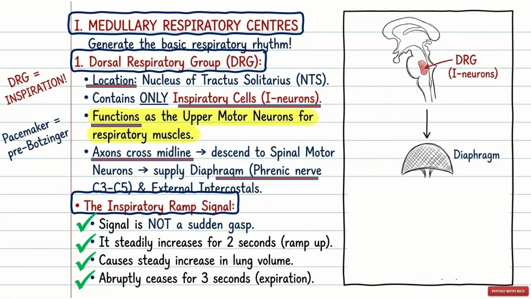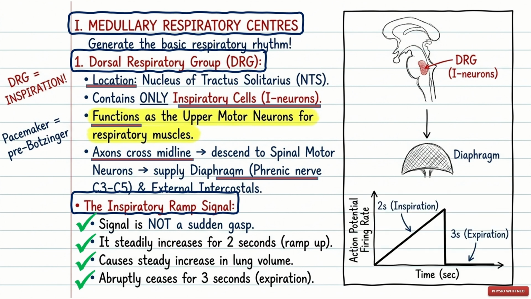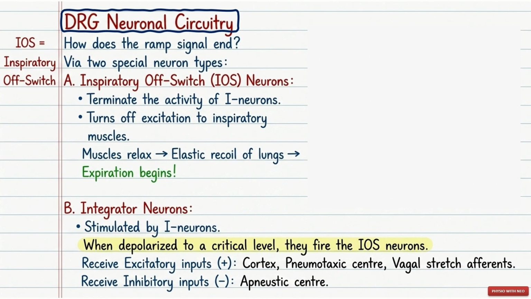You can see from the diagram, dorsal respiratory group of neurons supplying mainly the chief muscle of inspiration, that is the diaphragm, and this is showing the ramp signal for 2 seconds and abruptly ceases for 3 seconds, causing the expiration. Now let's see how does this ramp signal end.